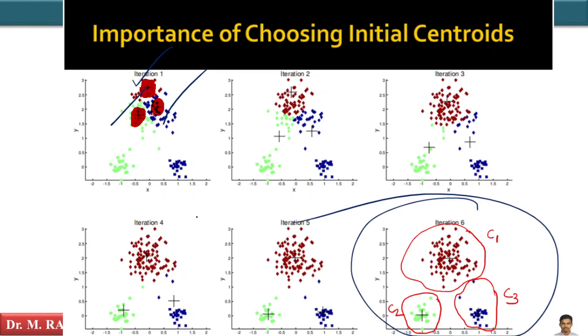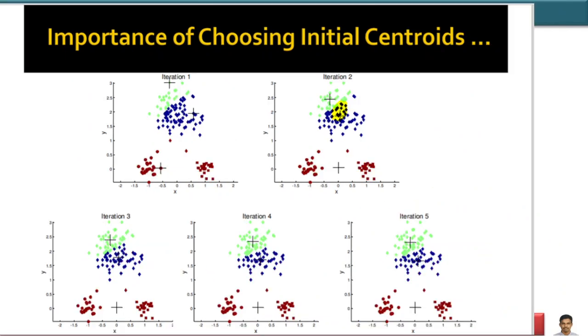Now let's see what happens if my cluster centroids are chosen slightly differently. Imagine my first centroid were picked here, this is my second centroid, this is my third centroid, isn't it? Because remember, in random initialization, each point has the same chance of being picked as an initial centroid. Look at iteration 1, iteration 2, it keeps updating.